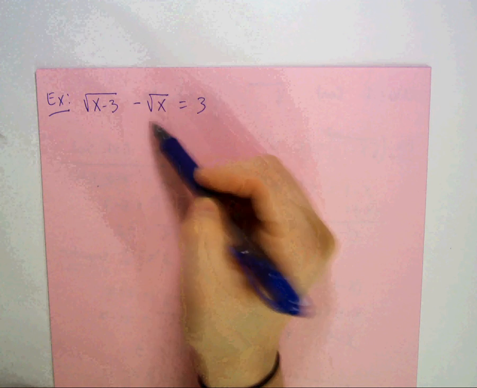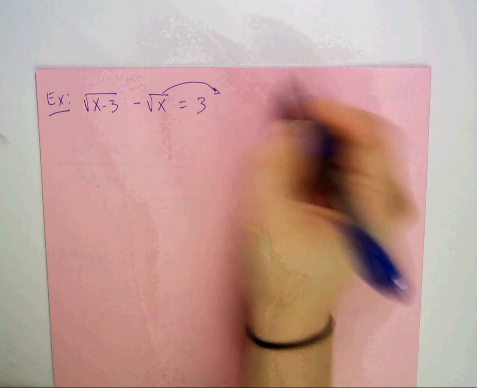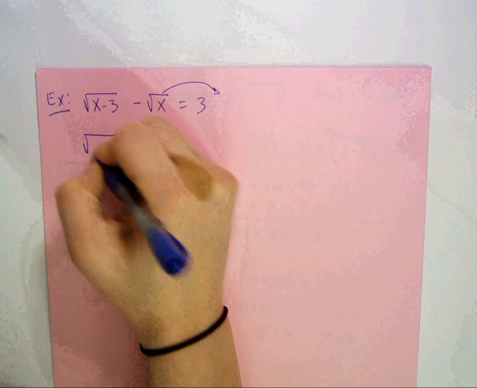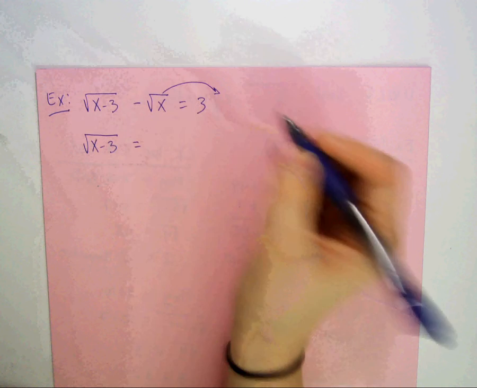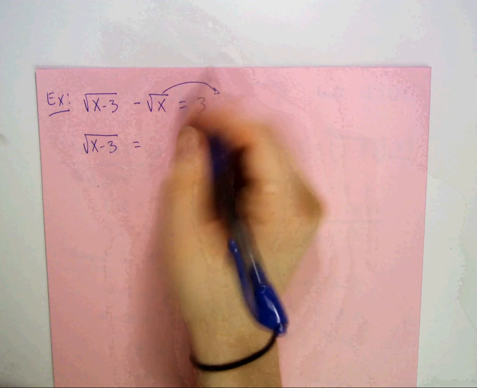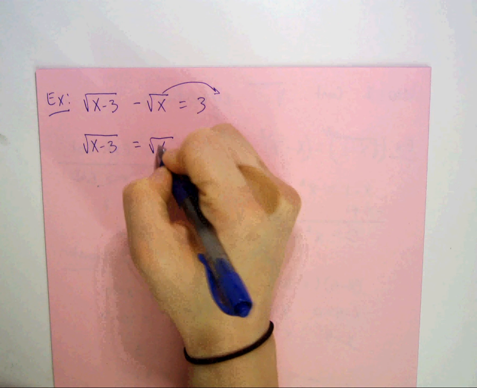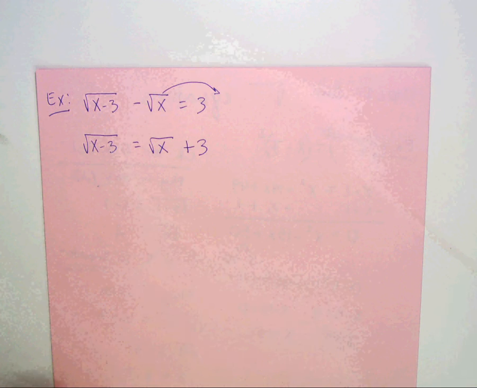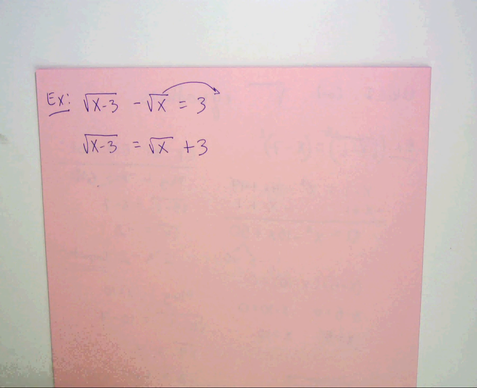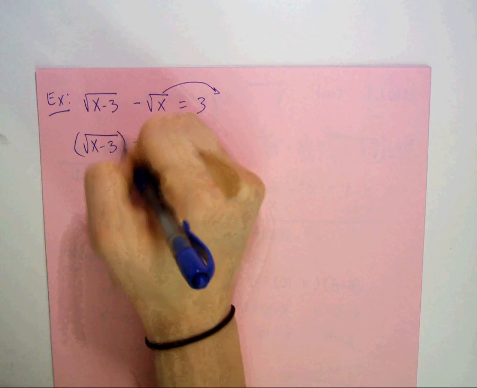So I'm going to take this negative square root of x and move it to the other side as a positive square root of x. So I end up with square root of x minus 3 equals 3 plus the square root of x, or the square root of x plus 3. Doesn't matter either way how you want to do it. I'm going to write it like that. And now that I have them separated, I'm going to go ahead and square both sides of my equation.